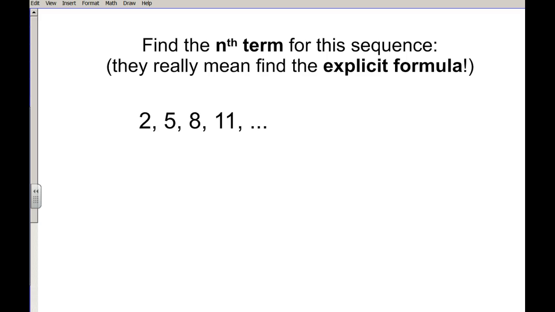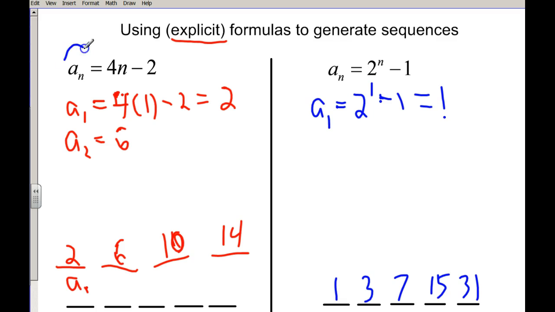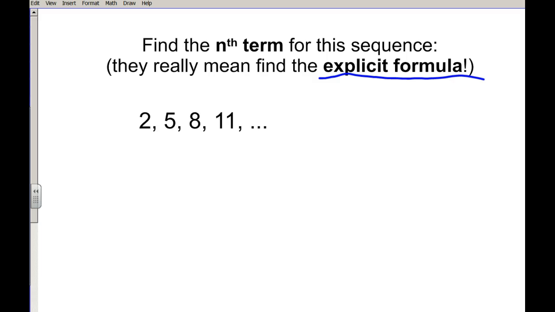So find the nth term of this sequence. So they really mean find an explicit formula. Notice these formulas both started with a sub n. A sub n, that's considered the nth term. So when they say the word nth term, they mean a sub n equals. So first let's look and find the pattern here. That's what today's all about, looking and finding patterns.